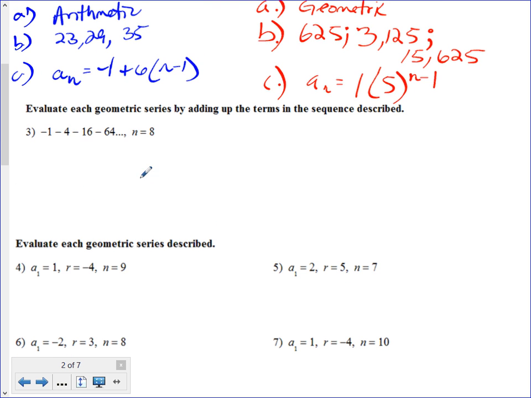All right, evaluate the geometric series by adding up the terms in the sequence described. The first term is -1, then we got -4, -16, -64, and there are 8 terms. What do we do? First, find the common ratio. Oh, we can do that, that's fine. What is it?